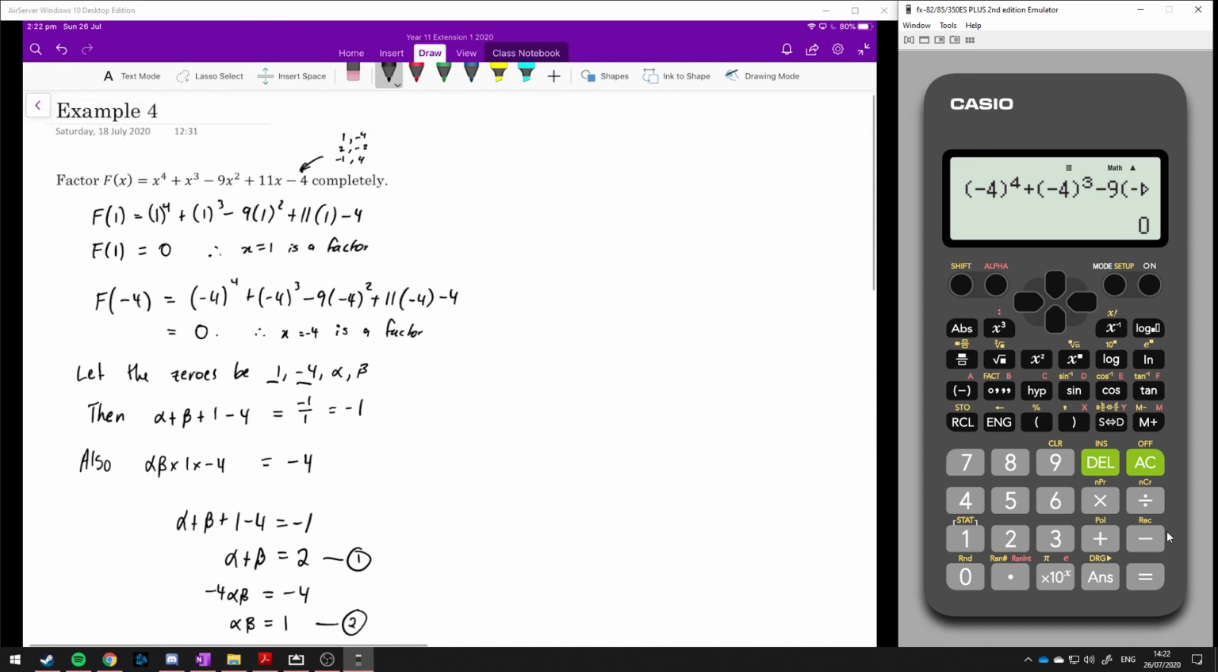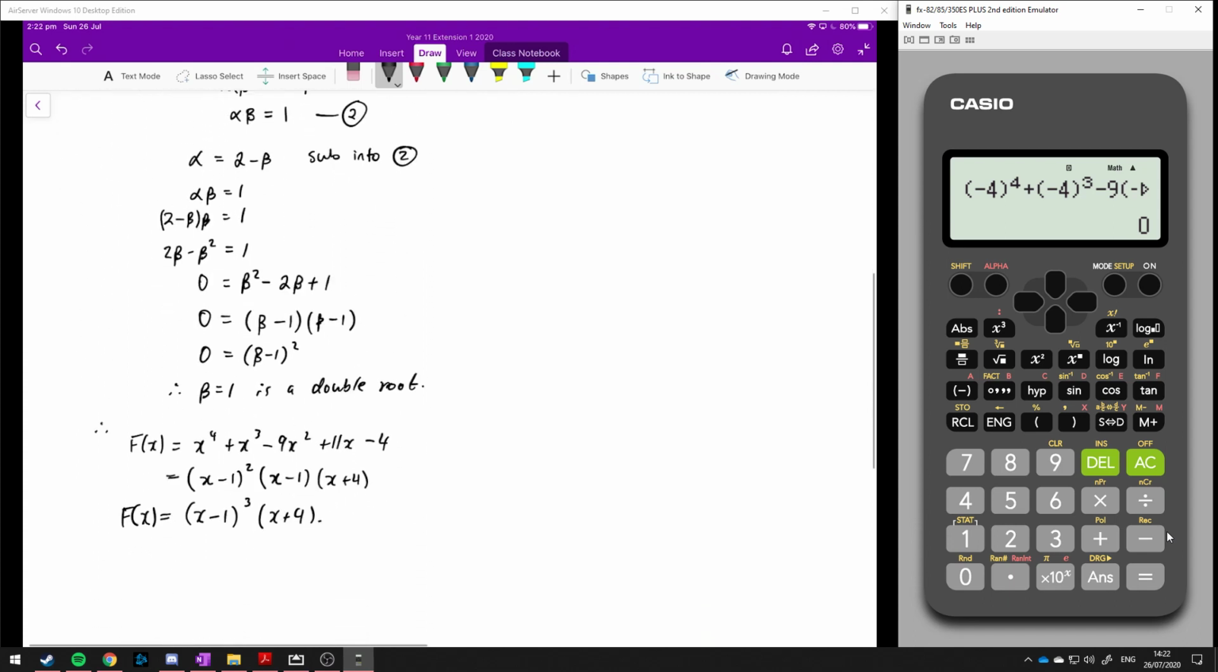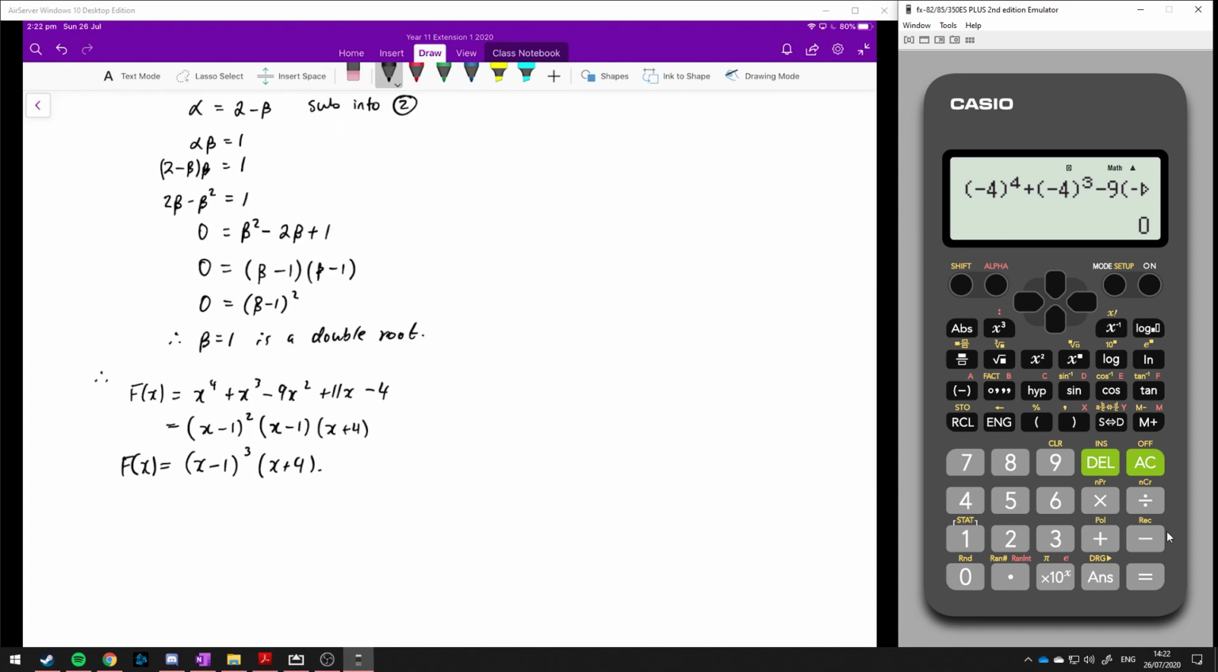So quite a bit of work to fully factorize it, but I mean, we can do it now. We can factorize a quartic equation, which is what that one is.